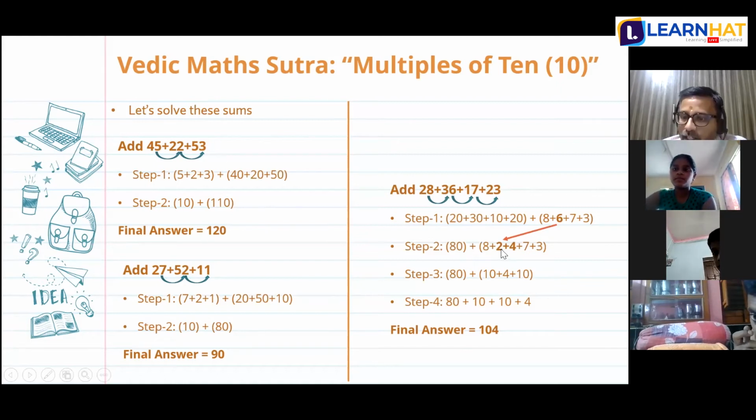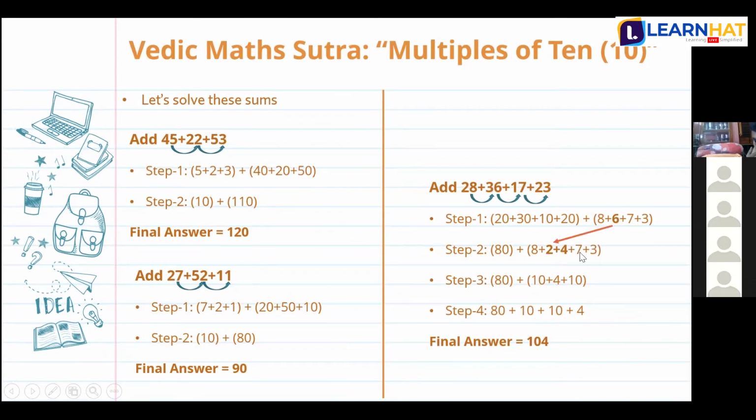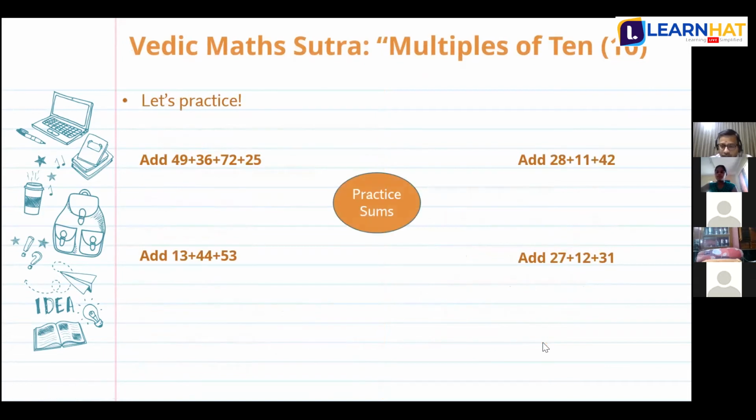So why are we writing 2 plus 4? You can ask a question, sir, we can write 3 plus 3 also, which comes to 6. But our goal is to have 10. So 8 plus 2 will become 10. This 4 we write as it is. Then 7 plus 3 will become 10. So 10 plus 10 plus 4 is 24. So 80 plus 24 is 104.